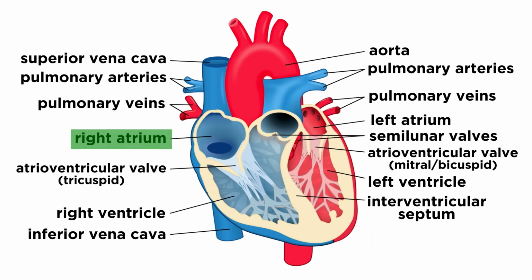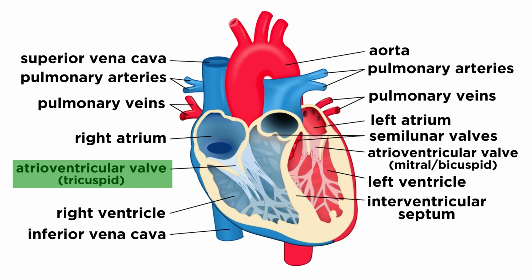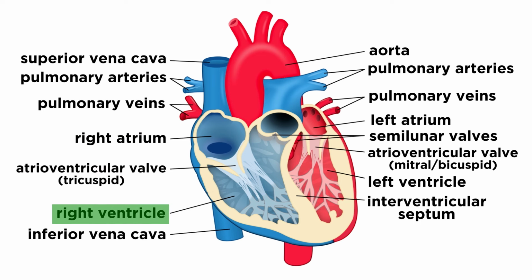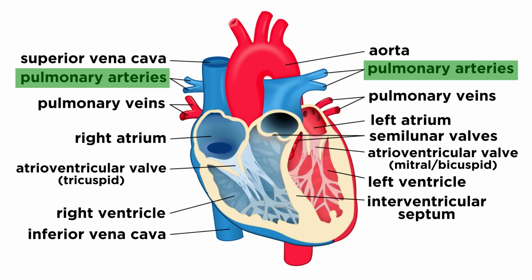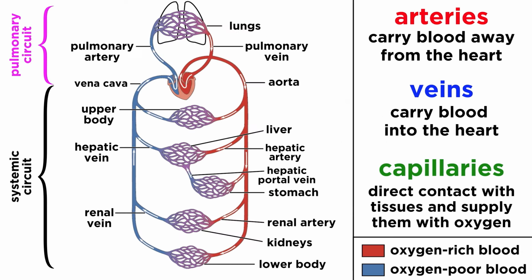The blood will now enter the right atrium and then move through a tricuspid atrioventricular valve into the right ventricle, where it is then pumped through the pulmonary valve into the pulmonary arteries and back up to the lungs so that it can become oxygenated again. The short loop from the heart to the lungs and back to the heart is called the pulmonary circuit, and the longer trip from the aorta to the vena cava is called the systemic circuit.